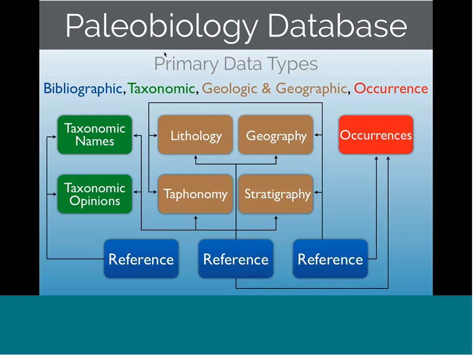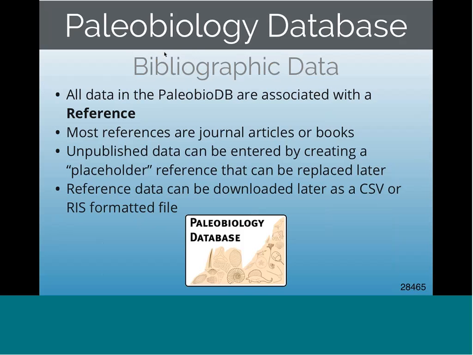Then we have taxonomic data of two sorts, which I'll show you, names and opinions, and then a whole bunch of geologic and geographic information about lithology, geography, taphonomy, and stratigraphy, and then in red, the occurrences themselves. And all those data types are related back to the references, and there are lots of interrelationships among the data that you see here, which I'll show you in just a moment. So again, primarily, it's all based on bibliographic data, and mostly it's published works, journal articles and books. Again, you can put in a placeholder for unpublished data, and you can actually download all this as a CSV file. So I'll show you how this works.